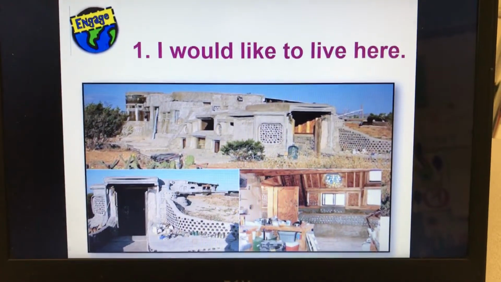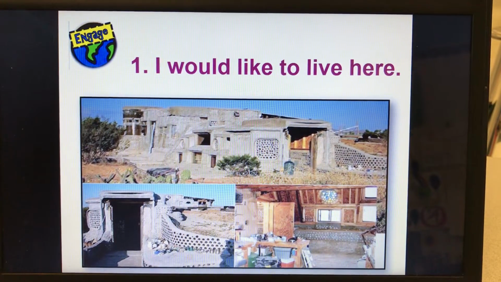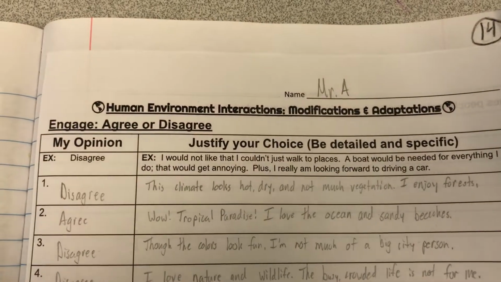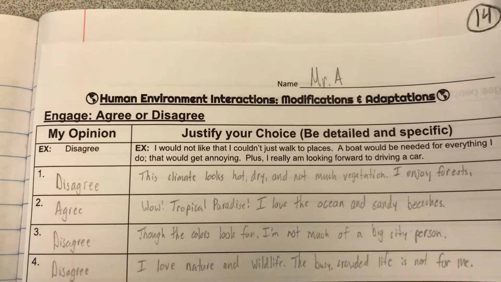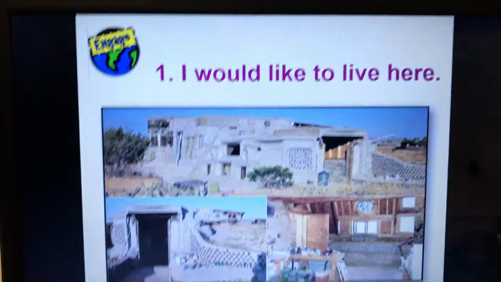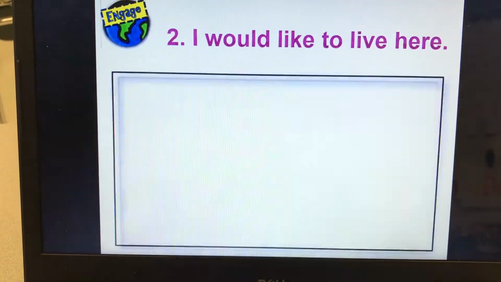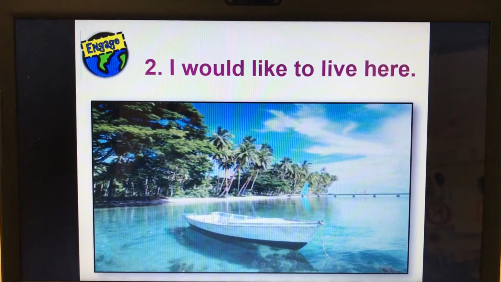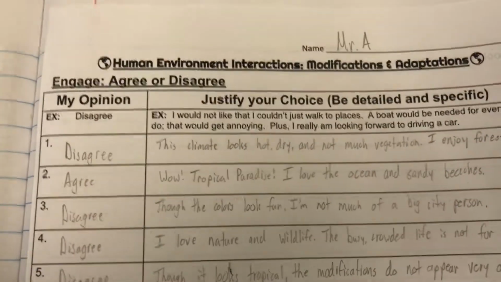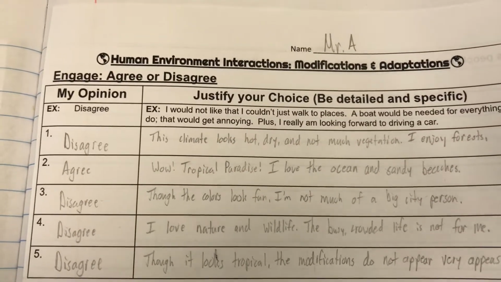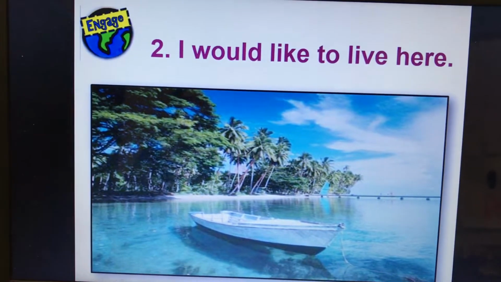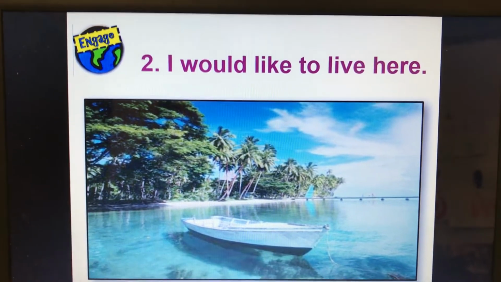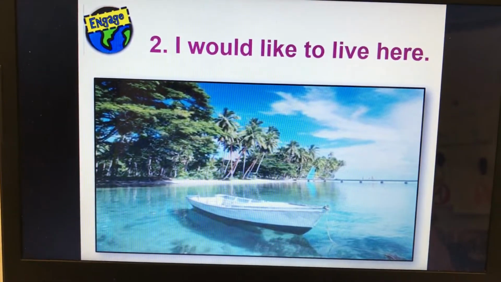So if we look at the first one here, I would like to live here. Go ahead and write down in number 1, do you agree or disagree? Mr. A disagrees because it looks like the climate is very hot, dry, and not much vegetation. And I enjoy forests, but maybe you agree for another reason. On the second one here, I would like to live here. Agree or disagree, and why? For this one, Mr. A definitely agrees. Tropical paradise, hello. Mr. A loves the oceans and sandy beaches. And even though it doesn't look like there's a lot going on in terms of stores or places, it just looks like an environment that I would really like to live in because of the climate.